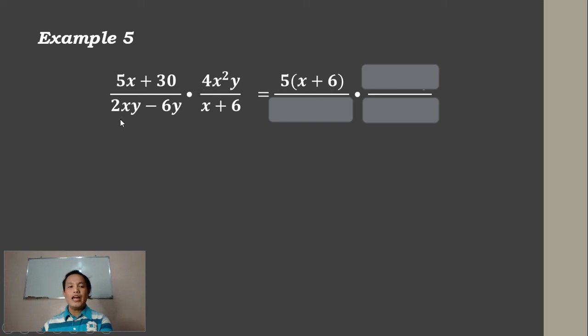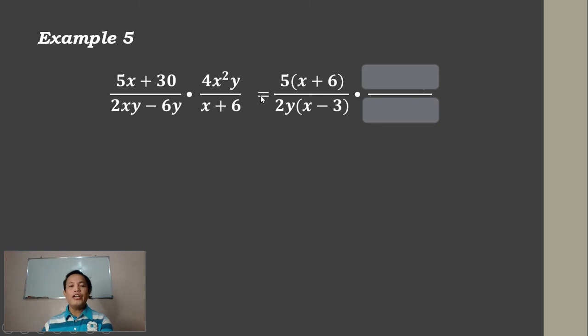Then for the denominator, we have here 2 and 6. The common factor is 2, and aside from 2, we have y and y. So the common factor is 2y. x is not common because the second term has no x as the variable. What remains inside the parenthesis shall be x minus 3. Because when we multiply 2y times x, that is 2xy, then 2y times negative 3 is negative 6y.